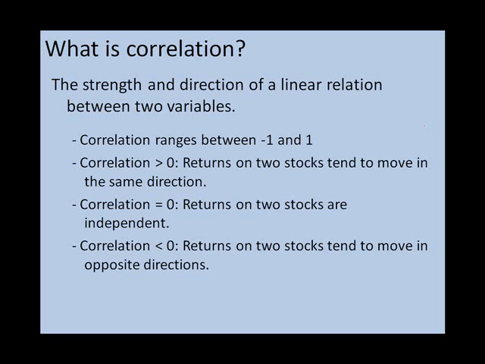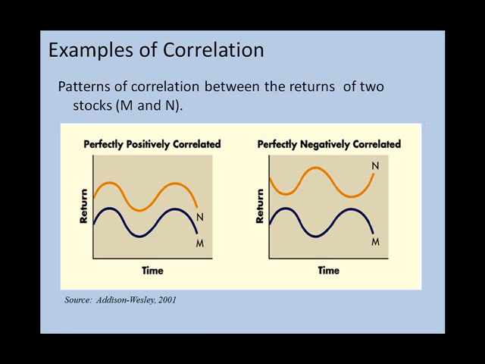At the extremes, we have perfect positive correlation. This would mean the correlation is equal to 1. And we have perfect negative correlation, which would mean the correlation is equal to -1. Here are examples of the two extremes. In the left-hand diagram, we have perfect positive correlation, and in the right-hand diagram, we've got perfect negative correlation. And you can see how stocks M and N move together in this diagram, while they move in opposite directions when they are perfectly negatively correlated.